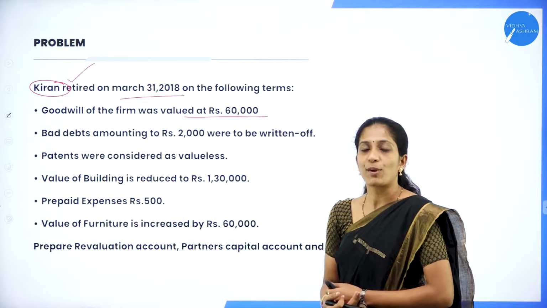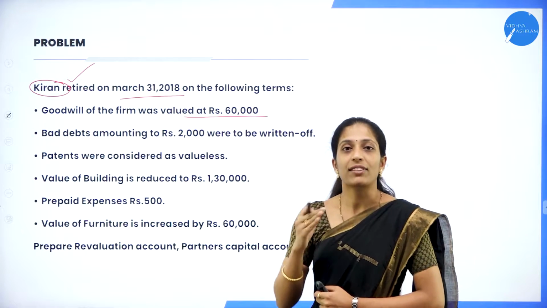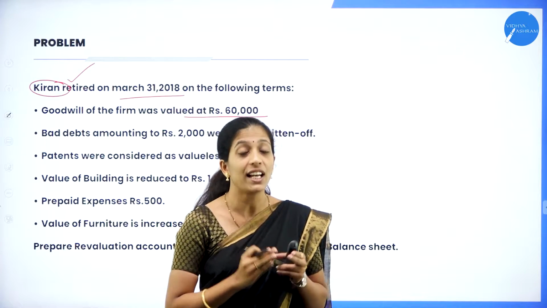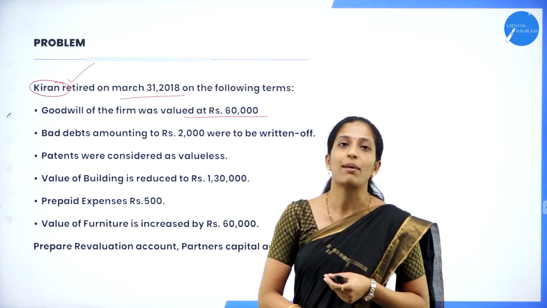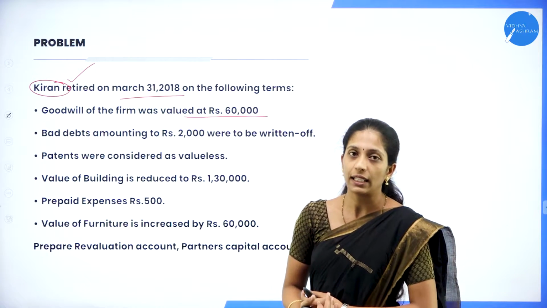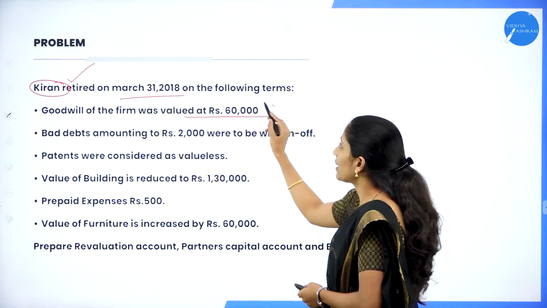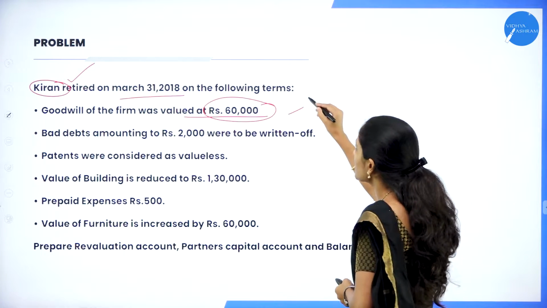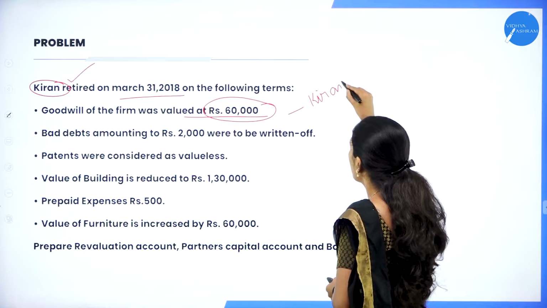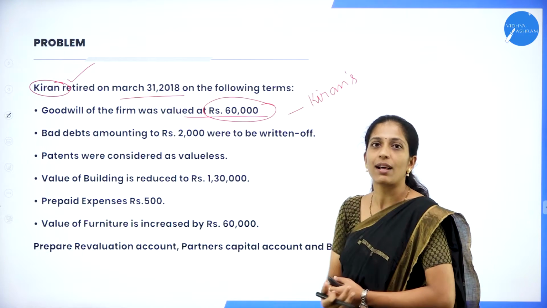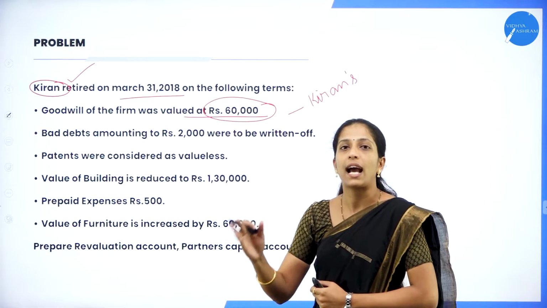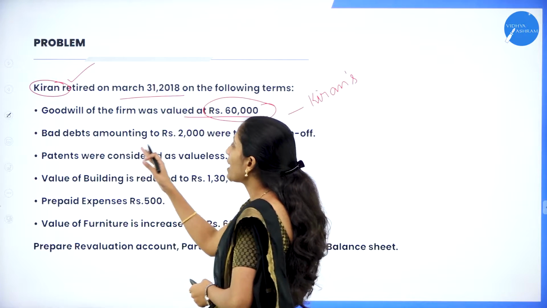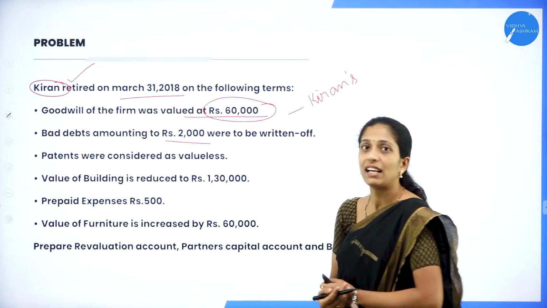So in a previous problem also, we had a problem where they have given the valued goodwill. So what we have to do? First we have to take retiring partner share of goodwill, and that amount has to be distributed among the remaining partner in which ratio? In gain ratio. Here also they have given the total valued goodwill. First we have to take the retiring partner share of goodwill, that is Kiran's share of goodwill. Next, that amount has to be distributed among the remaining partner, that is Rohan and Mohan, in which ratio? In gain ratio.